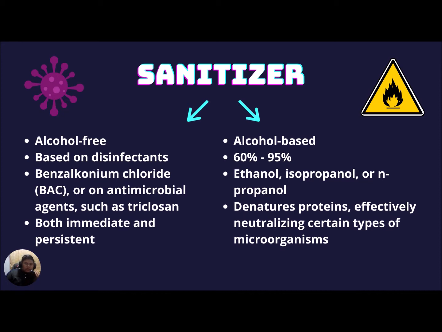The second type is alcohol free, which is generally based on a disinfectant such as benzalkonium chloride or antimicrobial agents such as triclosan. The activity of the disinfectant and antimicrobial agent is both immediate and persistent. Many sanitizers also contain emollients, which we call glycerin, that smooth the skin, along with thickening agents and fragrance.